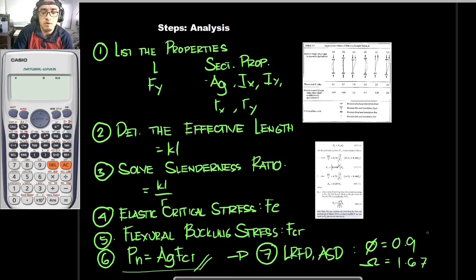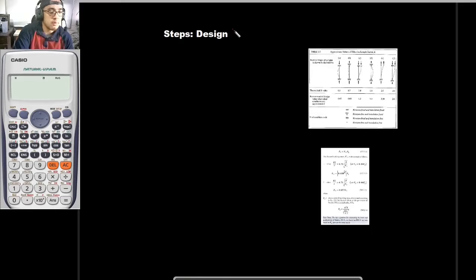So, why are we using these? It's because we are analyzing your structure in yielding. So, 0.9 and 1.67, if you remember from your tension members, those are the factors of safety and the reduction factor for yield. That is the steps in analysis. So, what about in design? So, we are going to do things a bit in reverse here.